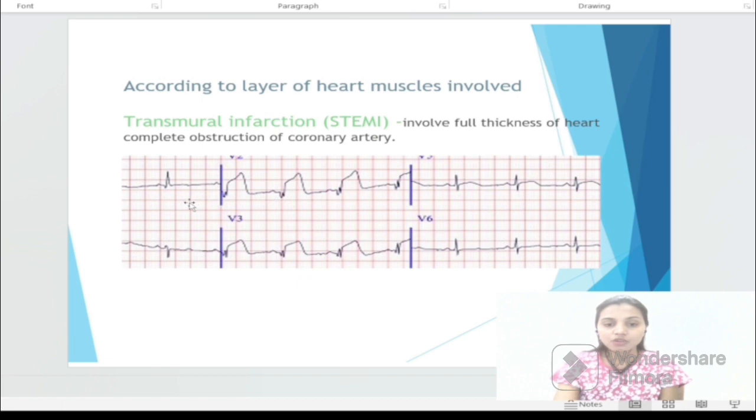Okay. So in this ECG, we look at these pictures. The ST segment is elevated. Okay. So P Q R S T, the ST segment is very elevated. So in these conditions, the ST segment is elevated.